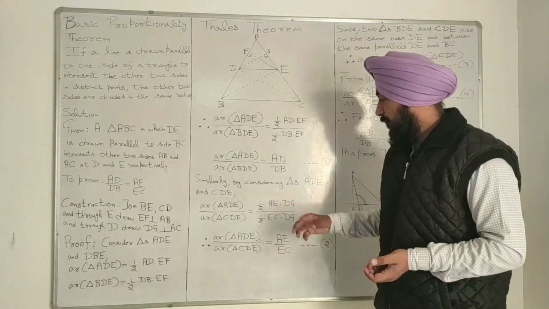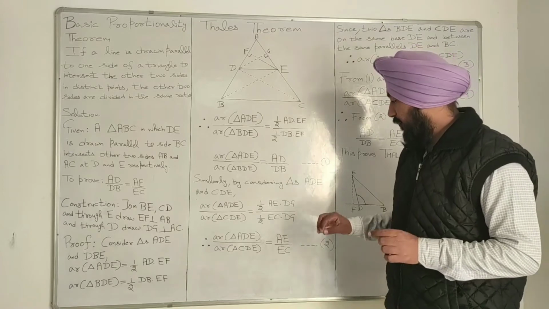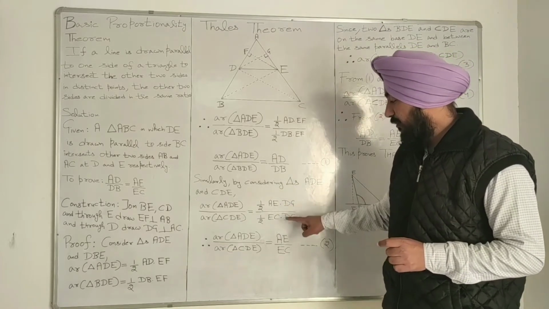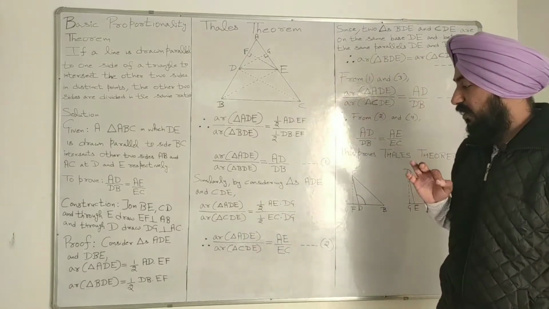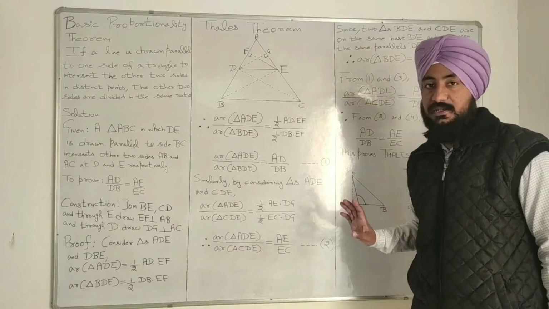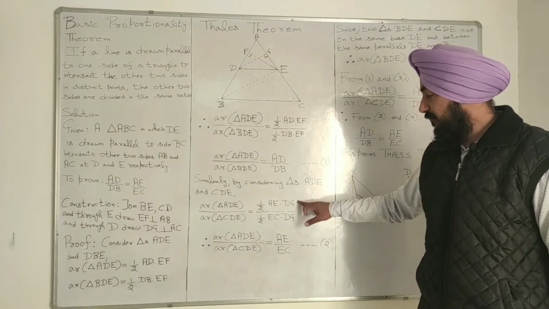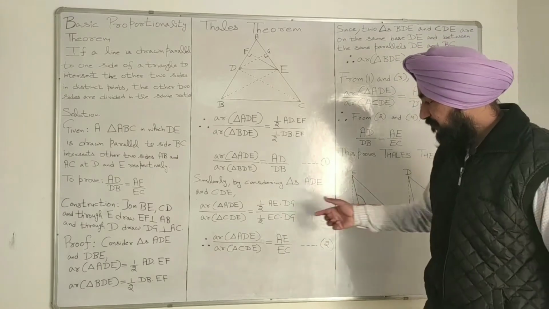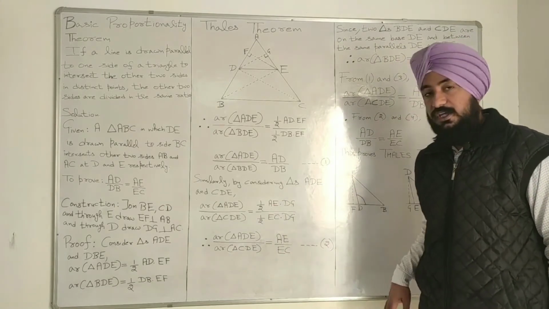Now you can see one by two will be cut with this one by two, and this DG will be cut with this DG, and in the numerator AE and in the denominator EC will be left. Therefore, the area of triangle ADE upon area of triangle CDE is equal to AE upon EC. Name this as equation number 2.